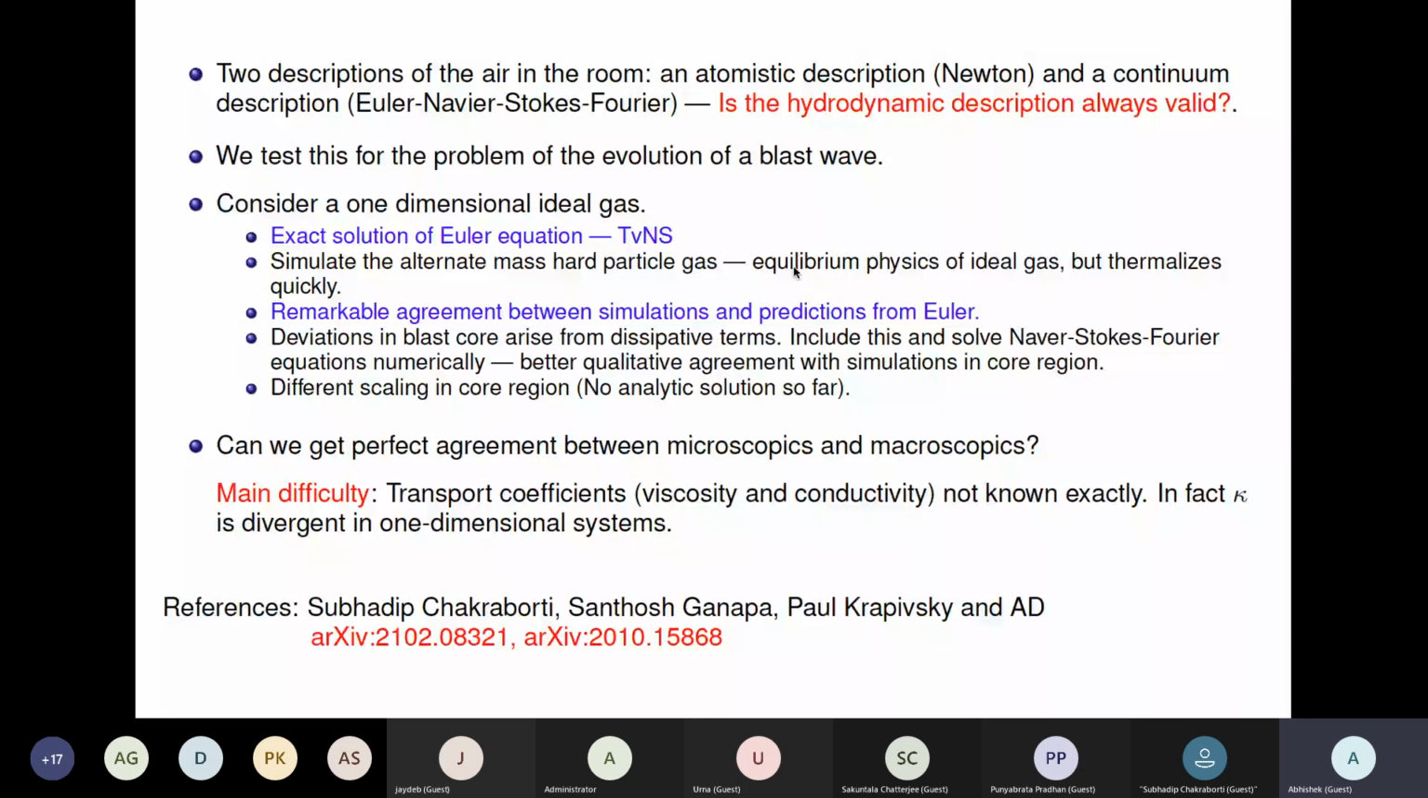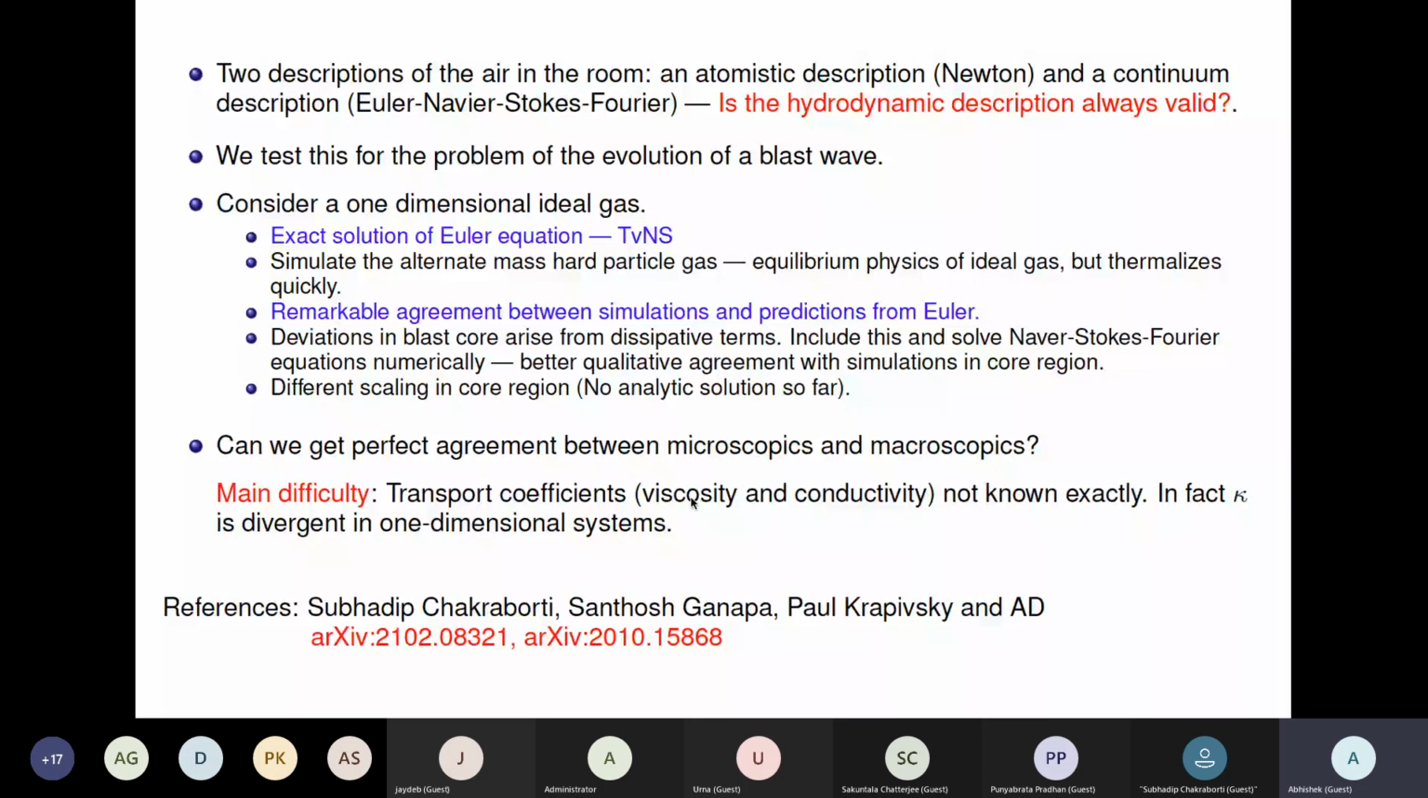And we find a remarkable agreement between simulations and predictions from Euler. Then there are some small deviations that we observe, which we also partly understand, not completely yet. So this is still an open question: can we get perfect agreement between microscopics and macroscopics? The main difficulty here is that these transport coefficients, which we should derive from microscopics, are in principle supposed to be given by the Green-Kubo formulas, but they are not really known so well.